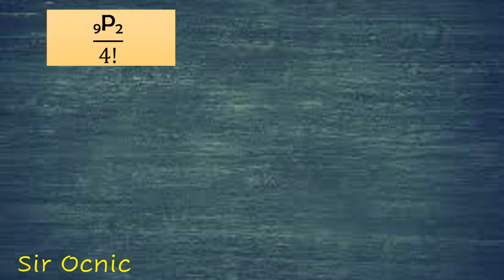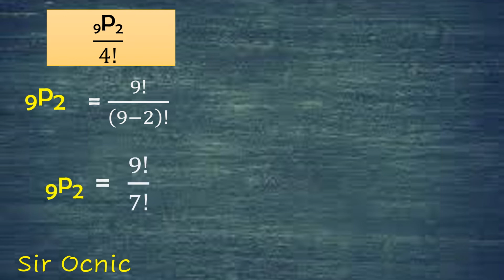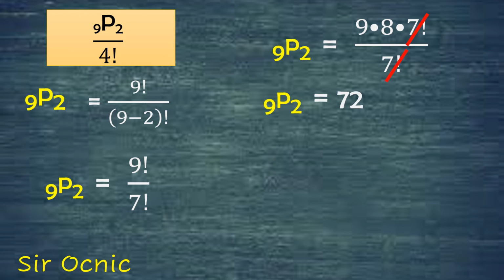9P2 all over 4 factorial. Solving first for the value of 9P2, that is equal to 9 factorial all over 9 minus 2 factorial, which is equal to 9 factorial over 7 factorial. Expanding the numerator, we will have 9 times 8 times 7 factorial all over 7 factorial. Cancelling the common factor, which is 7 factorial, we will have 9 times 8, which is equal to 72.